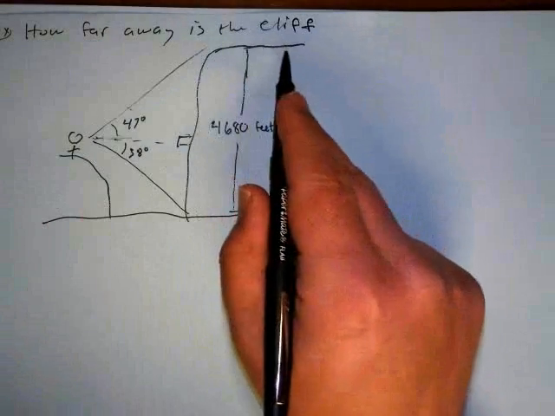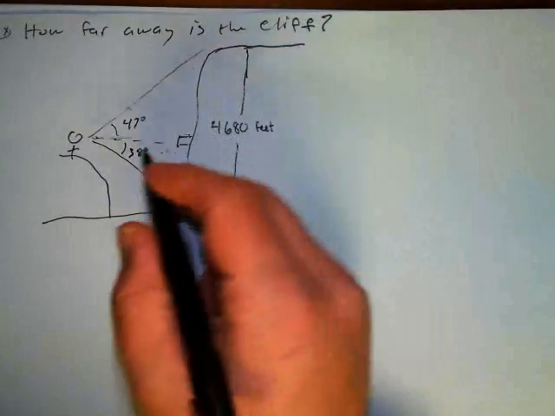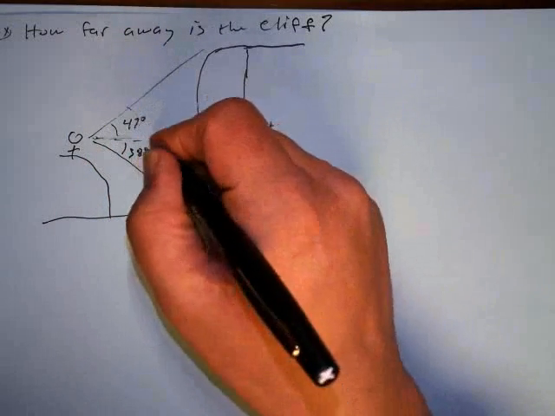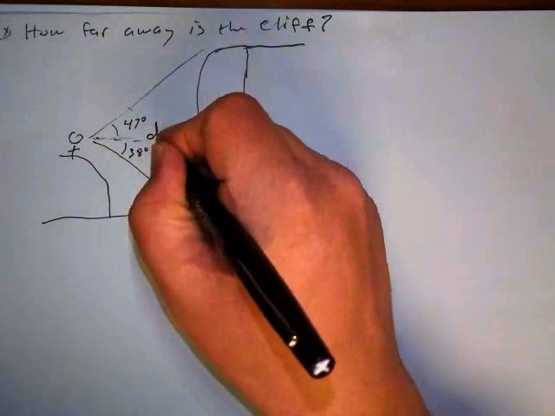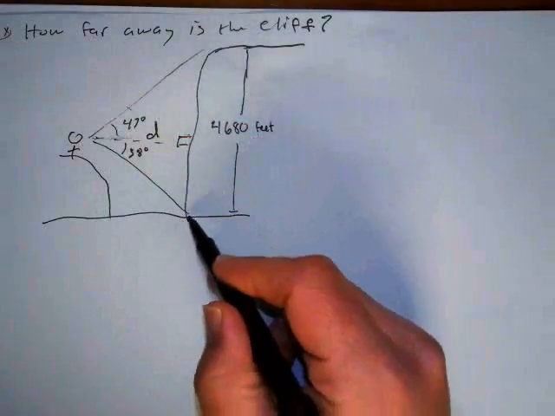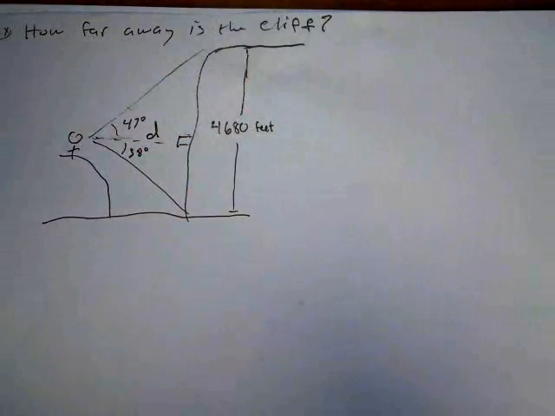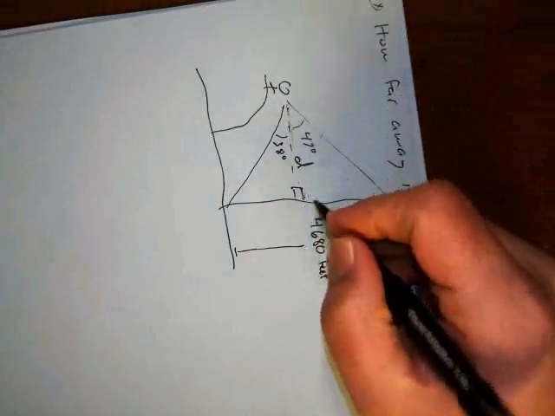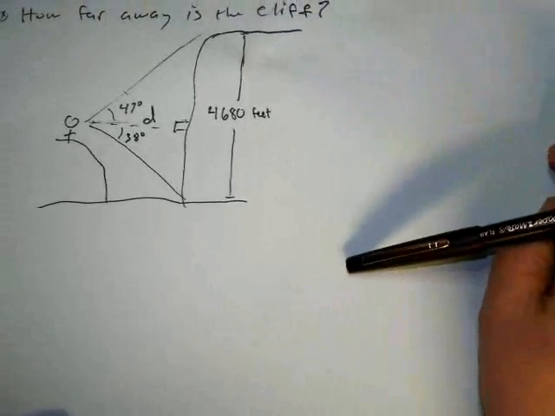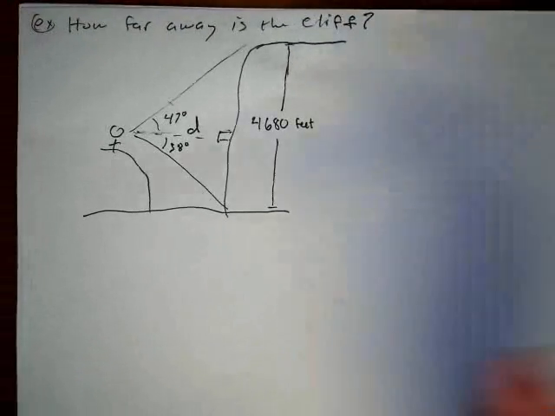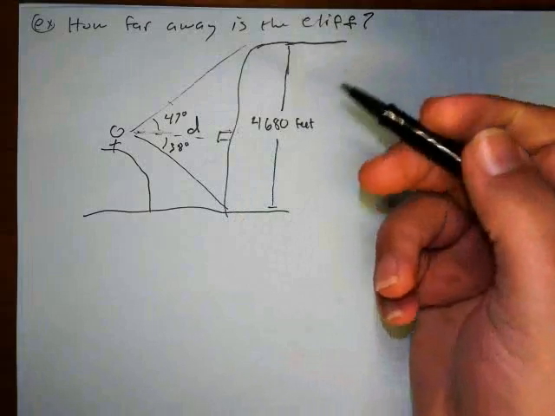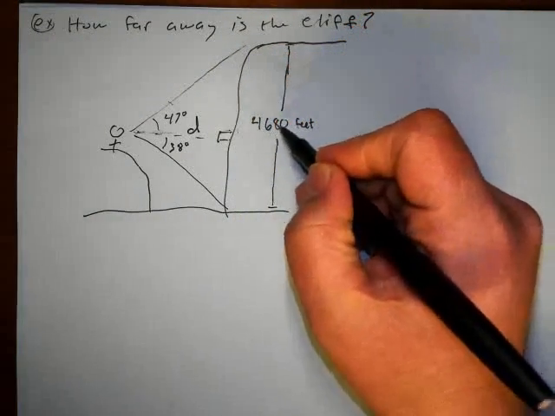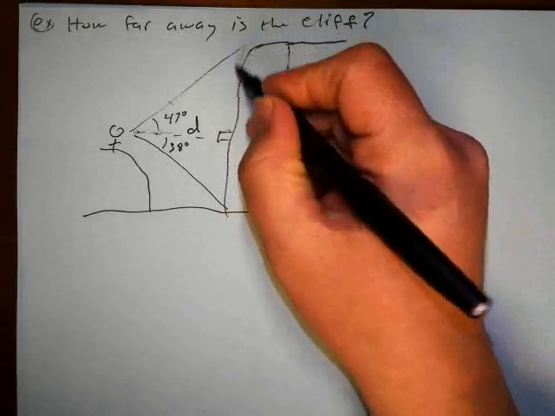Now what this is asking us is how far away is this cliff. So it's actually asking for this length here. Let's call that D. It's almost like we have this triangle, and this is like the height of the triangle if this is the base. But I'm going to call it D for distance. We want to find that distance away. And I know that this side of the triangle is 4,680 feet.